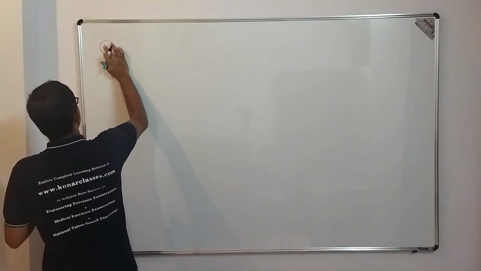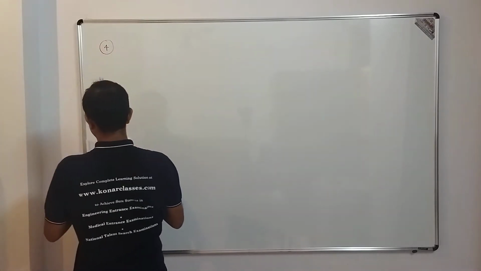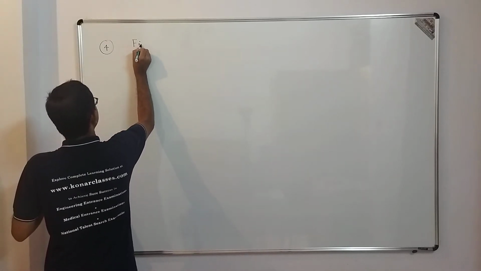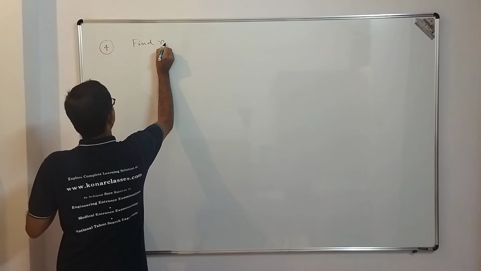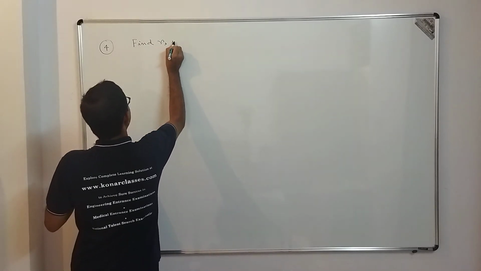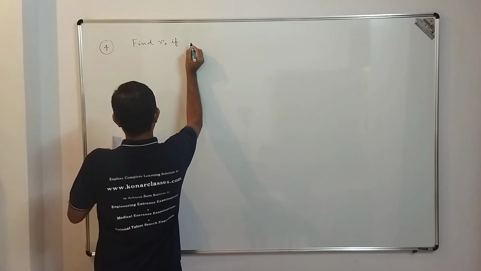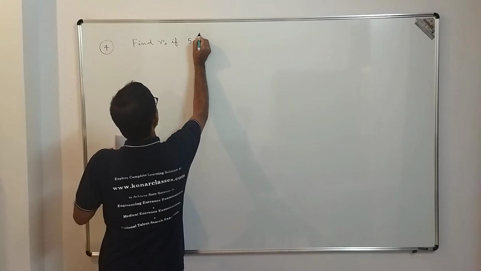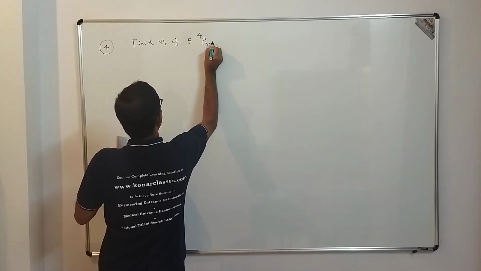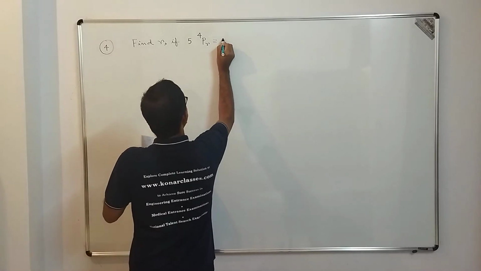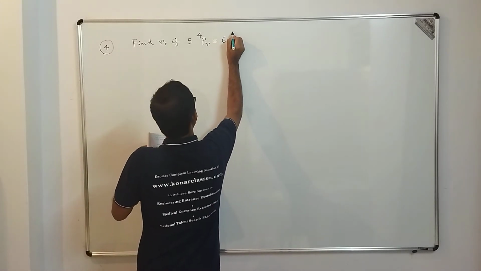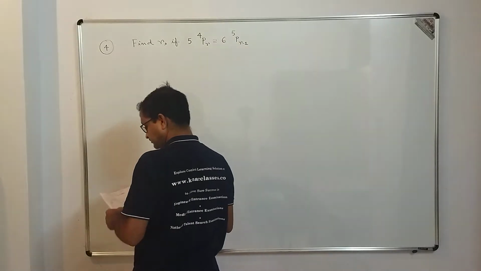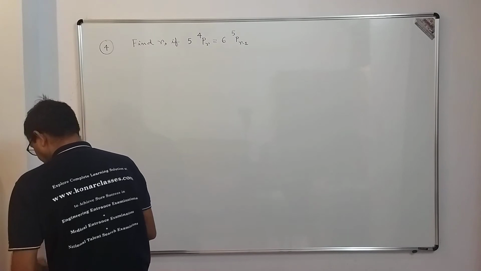So question number 4. The question number 4 is that find the value of r, that is find r, if 5 into 4Pr is equal to 6 into 5P(r minus 1). Okay, so let's see how to proceed further.